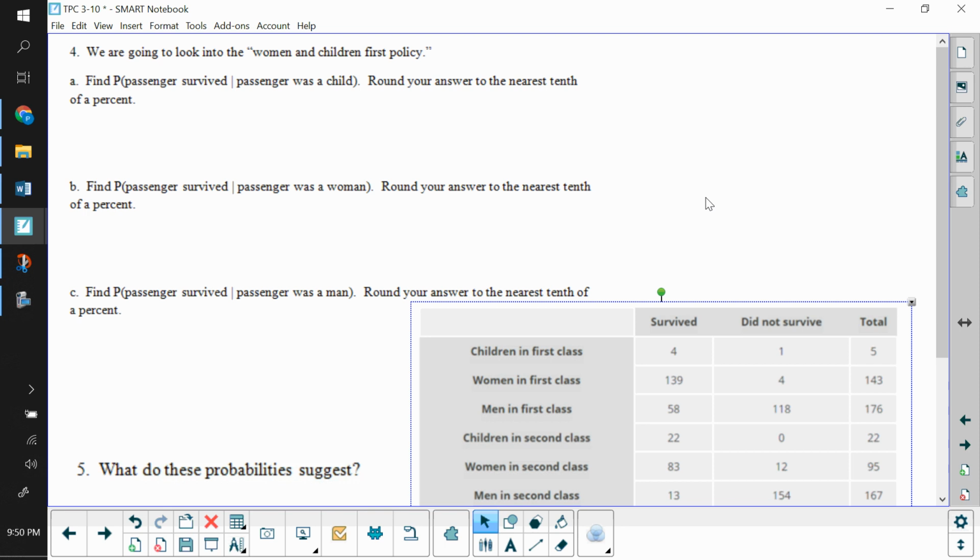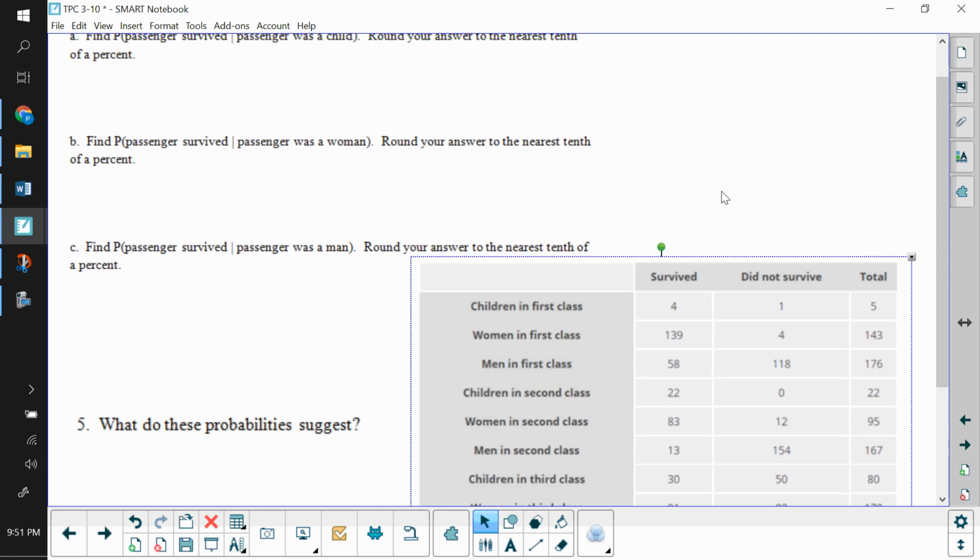All right, moving over to question 4, we're now going to break it down into not just the classes, but children, women, and men. So the first one, and the reason we're looking at this is the policy of women and children getting first dibs on the lifeboats, essentially. So we want to find the probability of passengers surviving given the passenger was a child. So we want to focus on only the children.